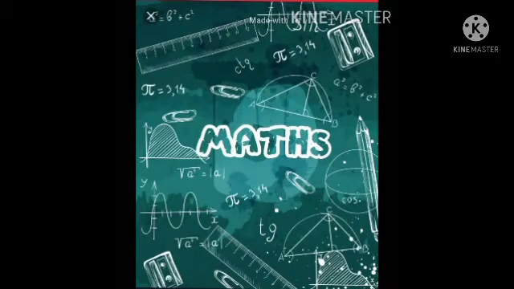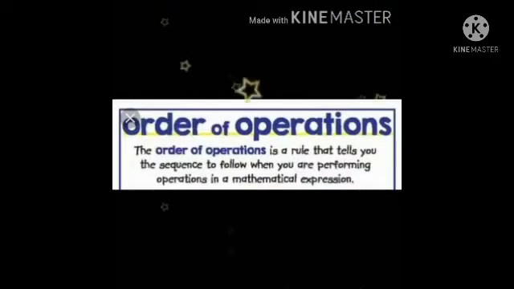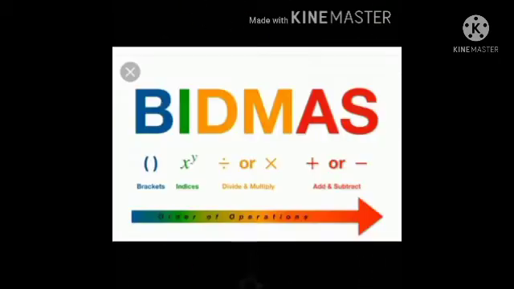Last class we saw exercise 1.2, all the sums. Today we are going to start a new topic, the order of operations. The order of operations is a rule that tells you the sequence to follow when you are performing operations in a mathematical expression. If more than one operation is given in the problem, the rule of order of operations is called BIDMAS. It is used to avoid common arithmetic mistakes.